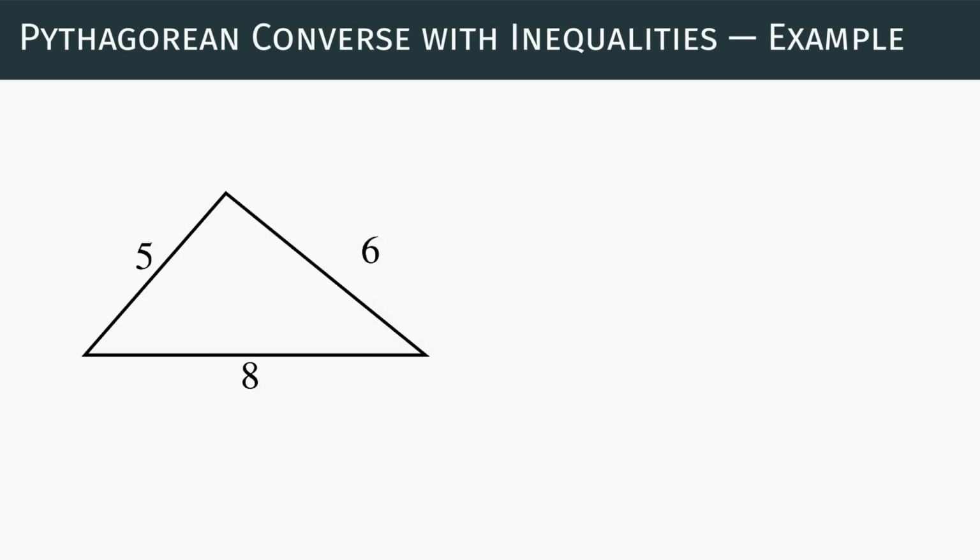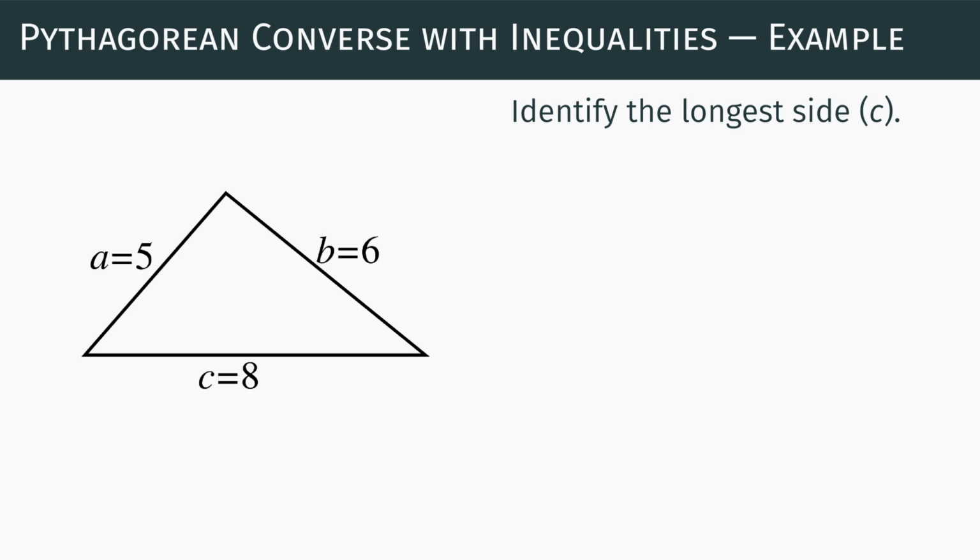All right, so let's see an example of this, right? Say that we've got a triangle that has 5, 6, and 8 as its three sides. The first thing you need to do is identify which is the longest side. So 8 is the longest side here, so we say c equals 8. The other two sides are going to be our a and our b, so we have a equals 5, b equals 6.